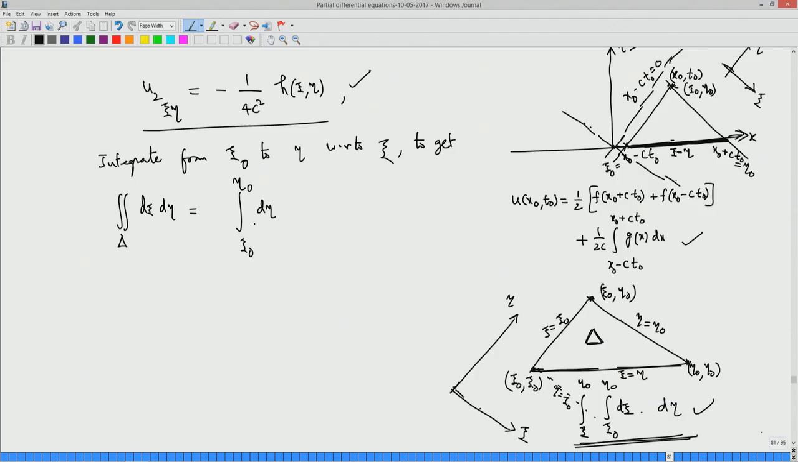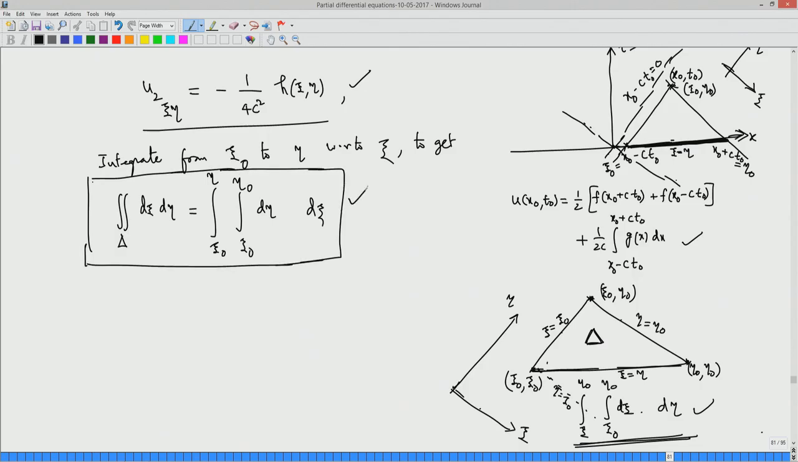So, that is integration from this, and then if you want the integral over this delta, you should take between this line and this line, that is xi. So, this d xi integral should be from xi naught to xi equal to eta. So, this is what you have to do. Integration over delta as an iterated integral is this. Now we try to integrate this equation, starting with xi.